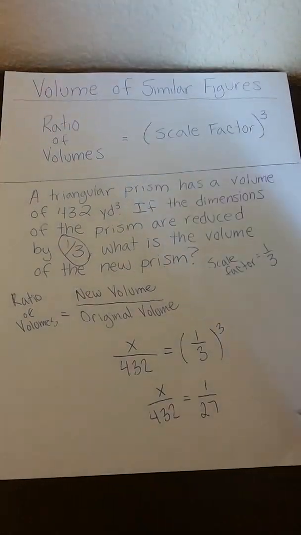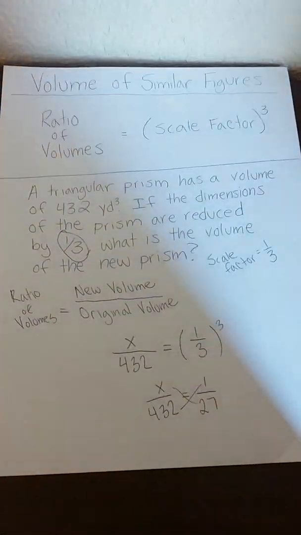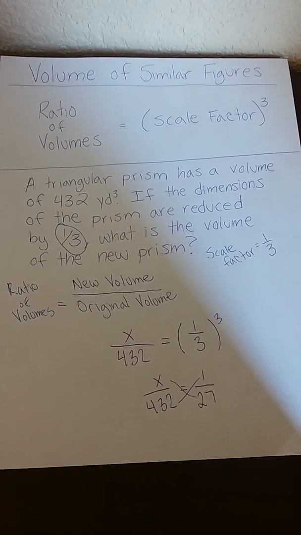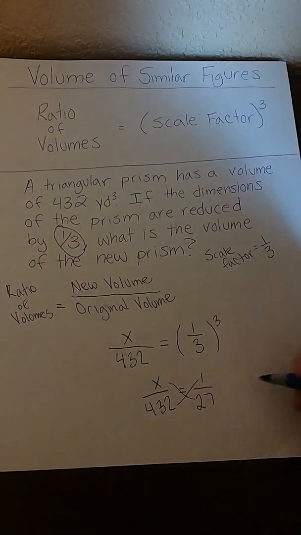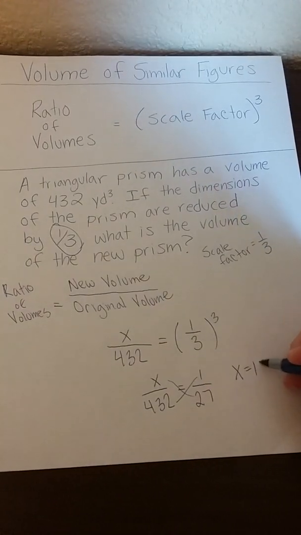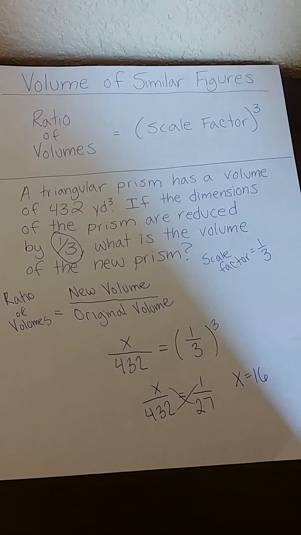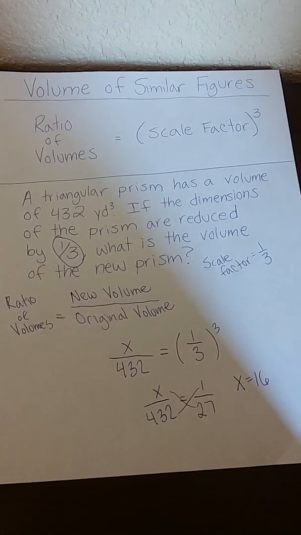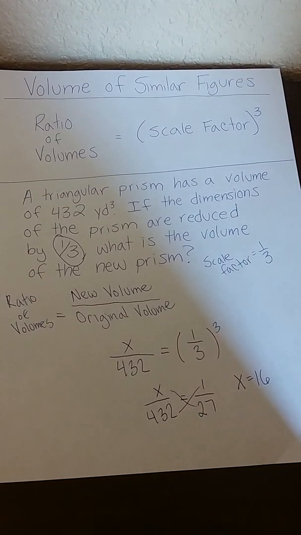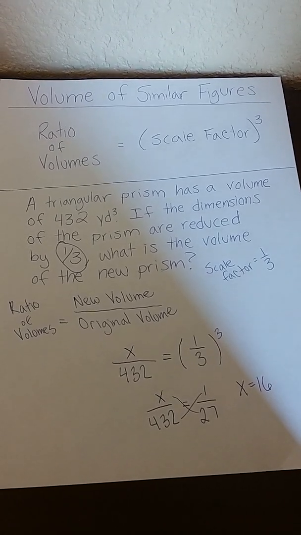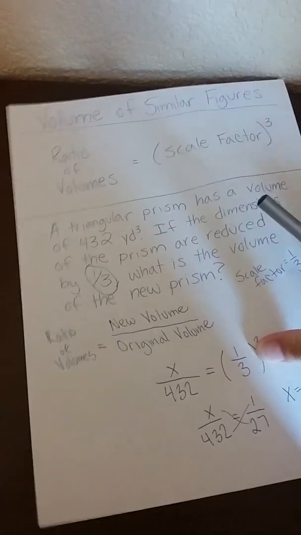To solve this, I'm going to cross multiply. And when you cross multiply, you find out that x is 16. So that means the new volume is going to be 16. So if you reduced all of the dimensions by 1/3, your volume would go down from 432 to 16. Let's look at another example.